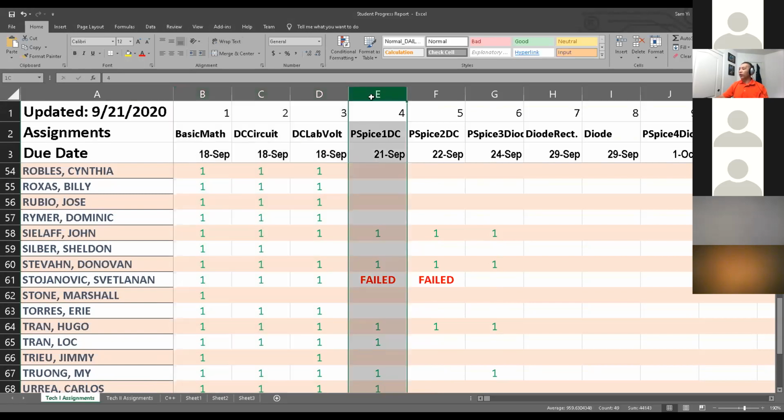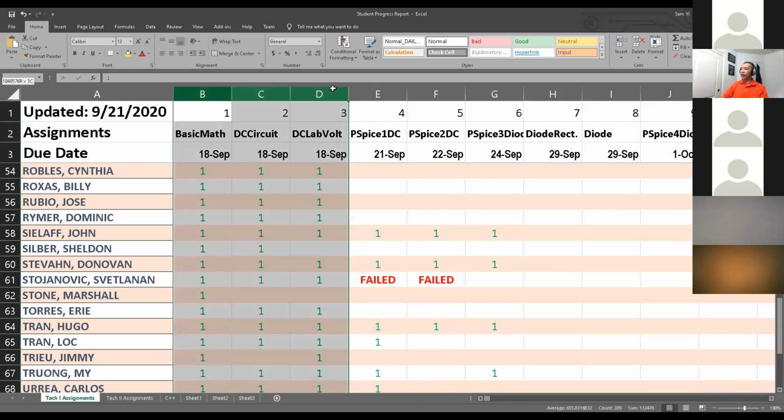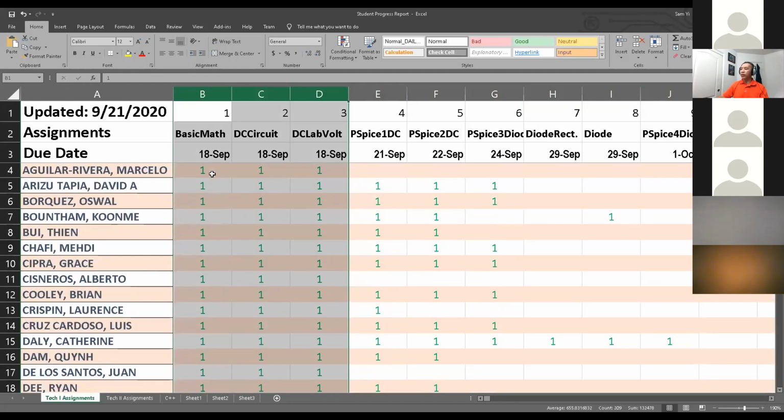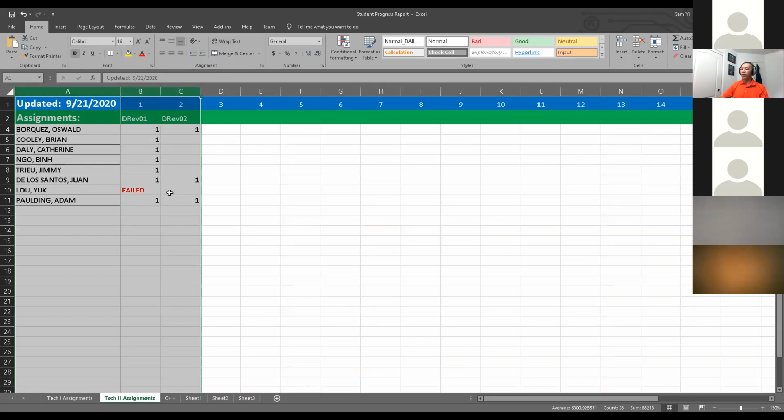The next one is coming up, which is this week. This one is going to be due this week, and this would be due probably the following week. The first 3, like I said, are people that already turned in the assignment. This is for Tech 1 students, and this is for Tech 2 students right here. I keep track of who keeps turning in their assignments, and why certain things failed.